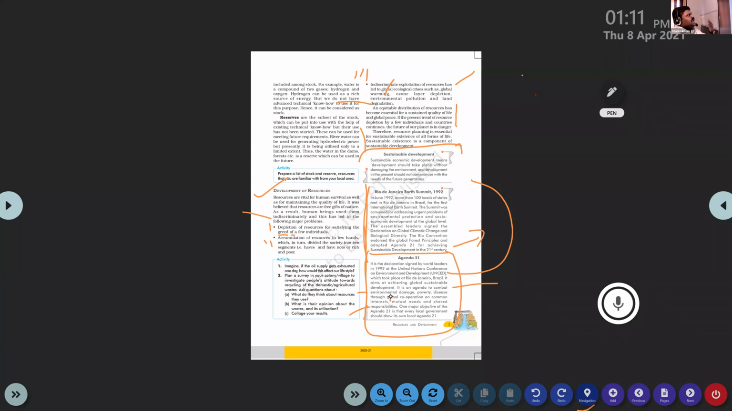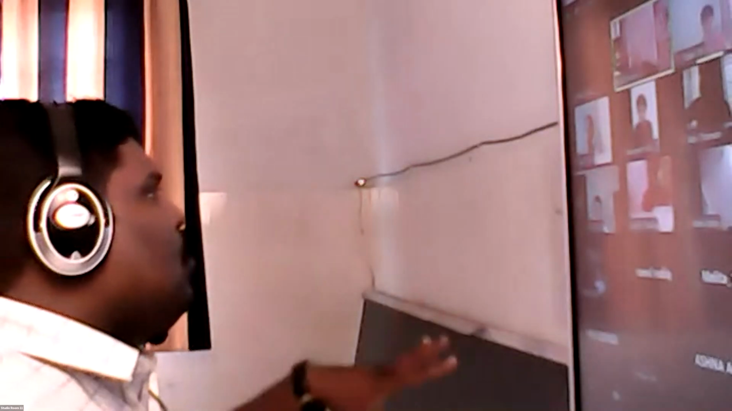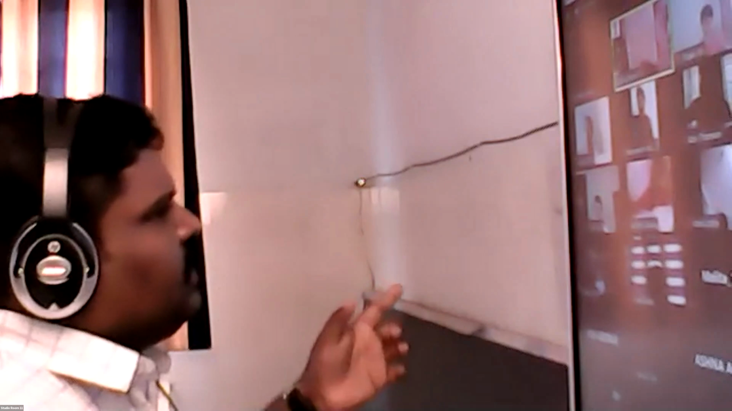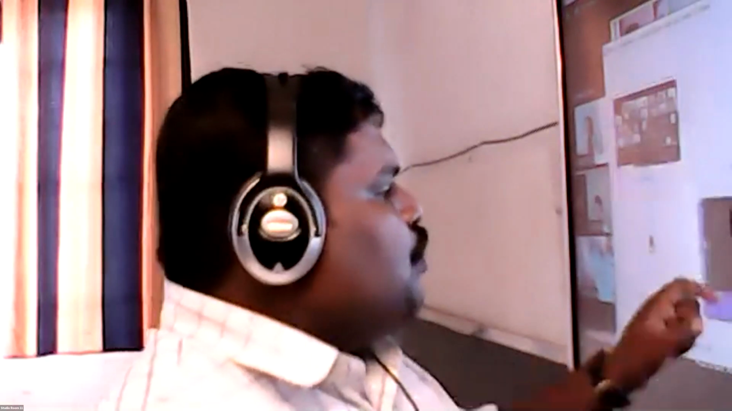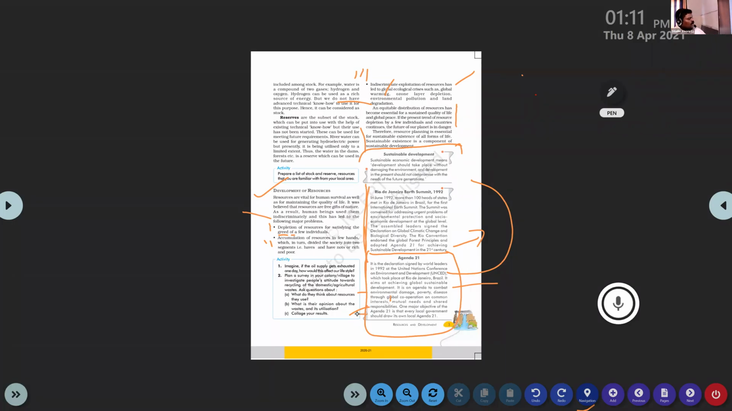Everyone needs it. For example, if China pollutes the environment, not only China, India will also face the problem, right? If Russia drops an atom bomb, not only Russia will destroy itself, all other countries will also face the problems. So we are cooperating to protect everyone. One major objective of Agenda 21 is that every local government should draw up its own local Agenda 21. Local governments also want to fight against environmental damage, poverty and diseases. Is that clear for you?